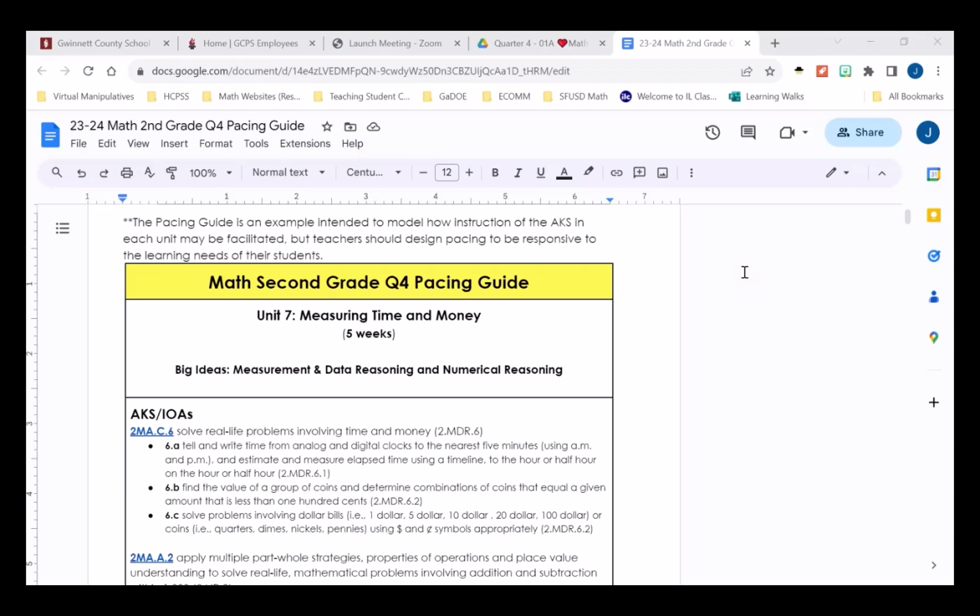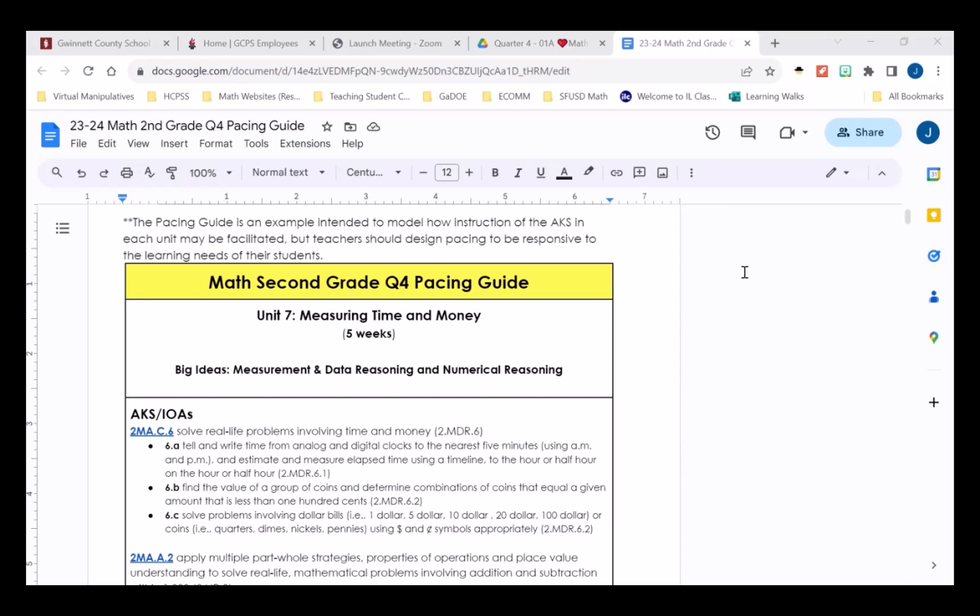The unit consists of telling and writing time from analog and digital clocks to the nearest 5 minutes using AM and PM, and estimating and measuring elapsed time using a timeline to the hour or half hour on the hour or half hour. Finding the value of coins and determining combinations of coins that equal a given amount that is less than 100 cents. Solving problems involving dollar bills or coins using the dollar and cent symbols appropriately.